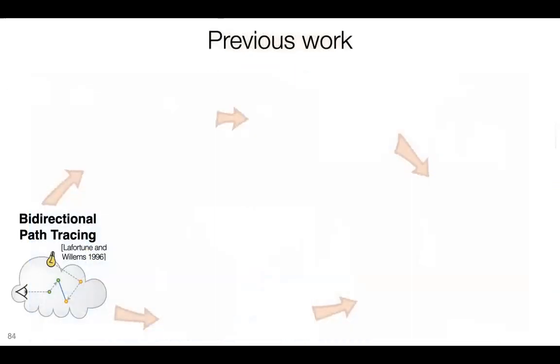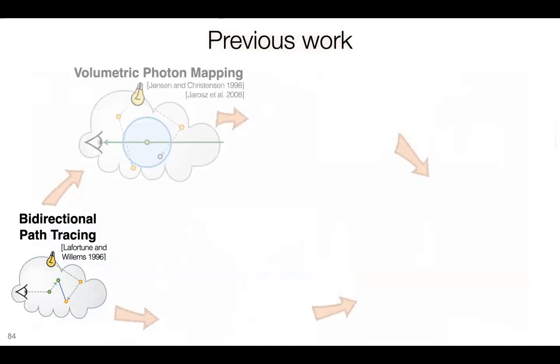So what we have seen so far is that all these methods which we are talking about come from bidirectional path tracing. In bidirectional path tracing, you have the light path, you have the eye path, and you connect them at a certain point. You are aware of photon mapping. The idea of photon mapping can be extended to volumetric photon mapping. We didn't talk about it, but the idea is the same.